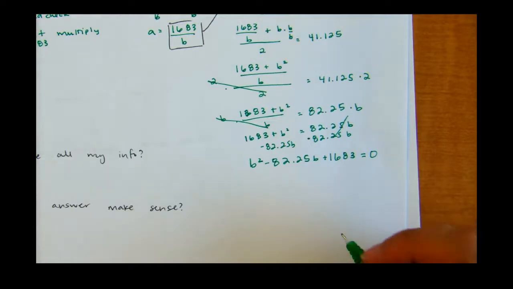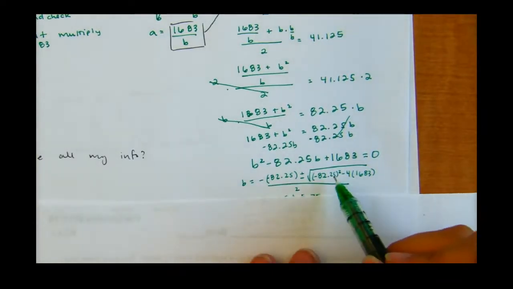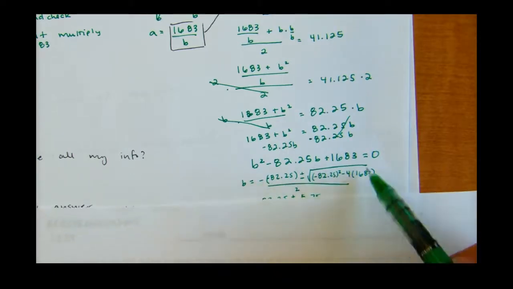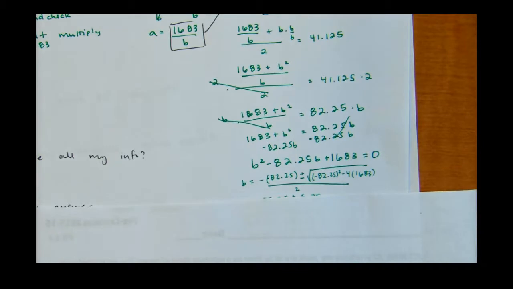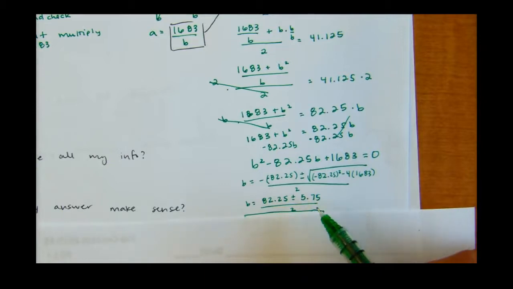Go ahead and you do this off to the side as well. Solving with the quadratic formula, you're going to plug everything in. This will simplify to a positive 82.25 plus or minus the square root of, I think, a nice 33.0625, which when you take the square root of that, you'll end up at 5.75. And this will all be over 2.